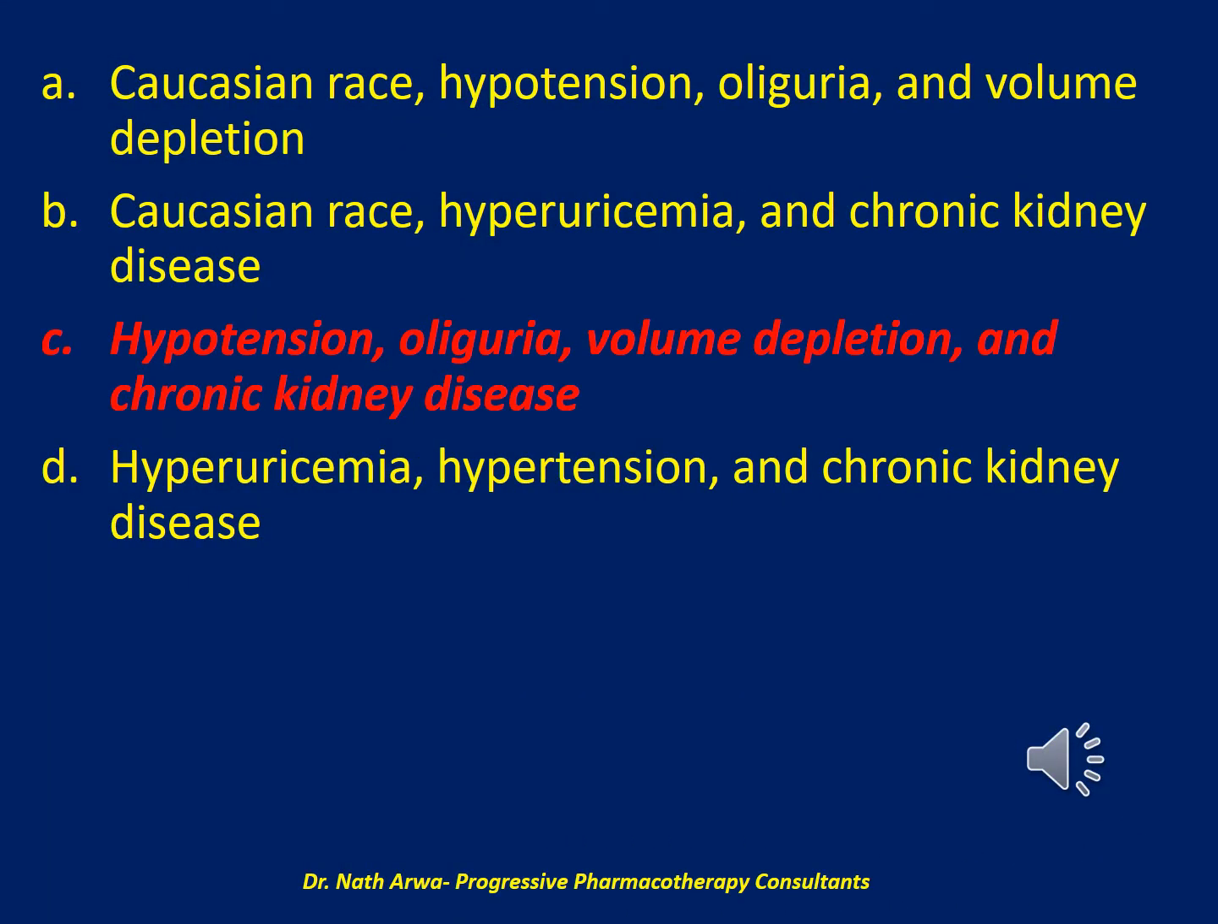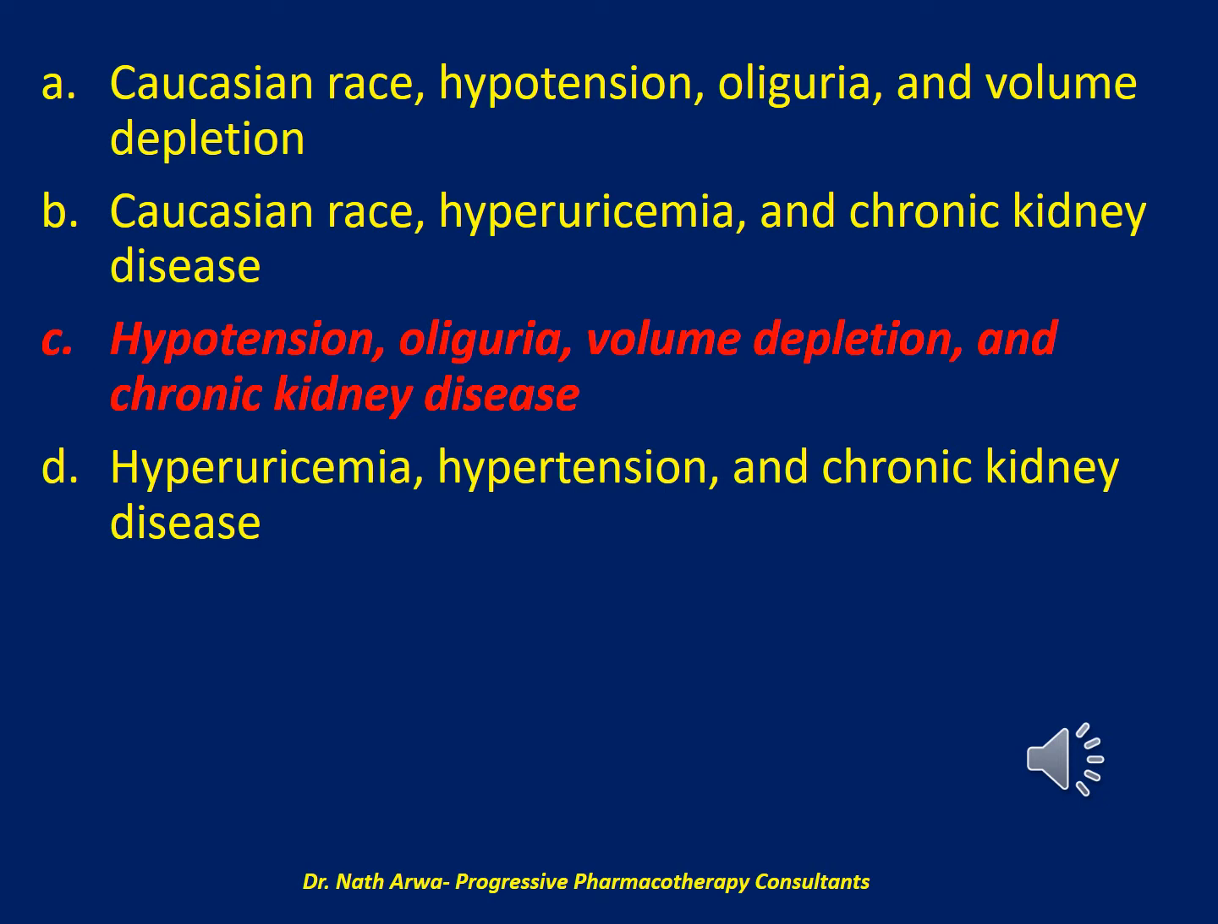And the correct answer is C. Hypotension, oliguria, volume depletion, and chronic kidney disease. Although hyperuricemia and chronic kidney disease are risk factors for tumor lysis syndrome, hypertension is not a risk factor. This patient has hyperuricemia, hypotension, and chronic kidney disease.